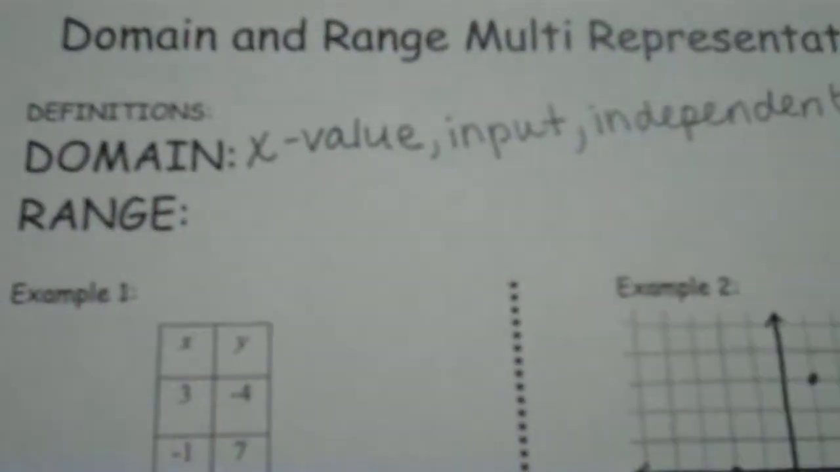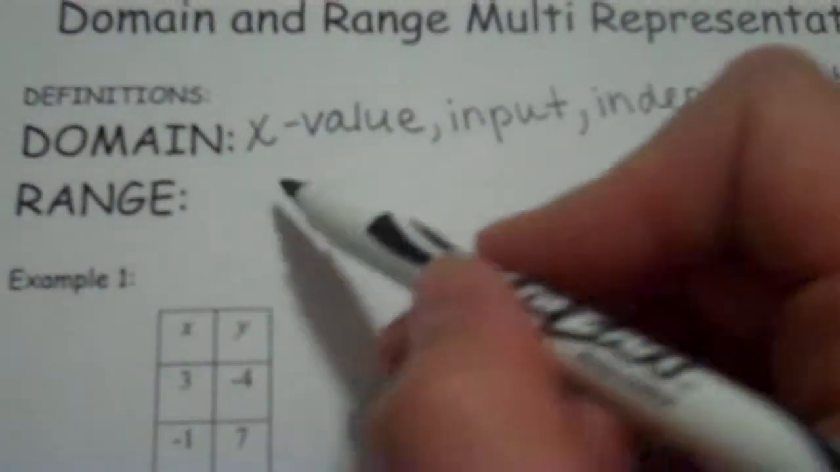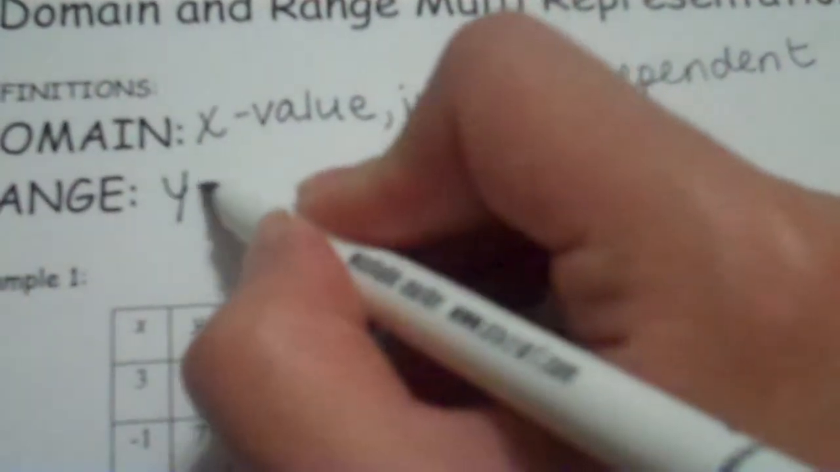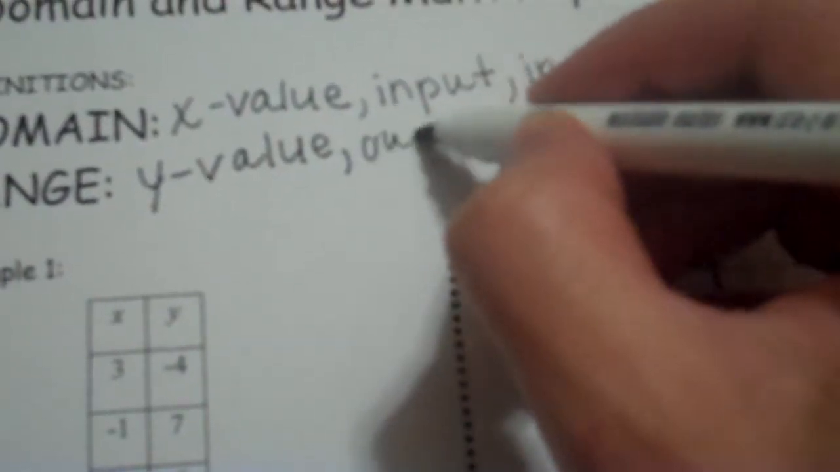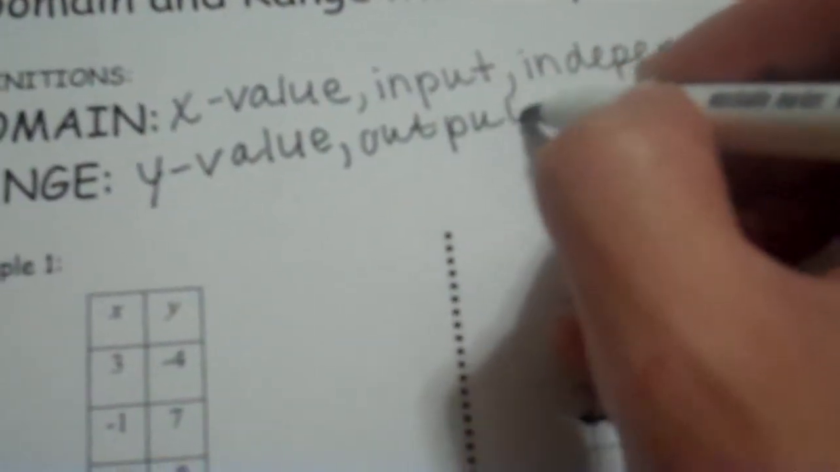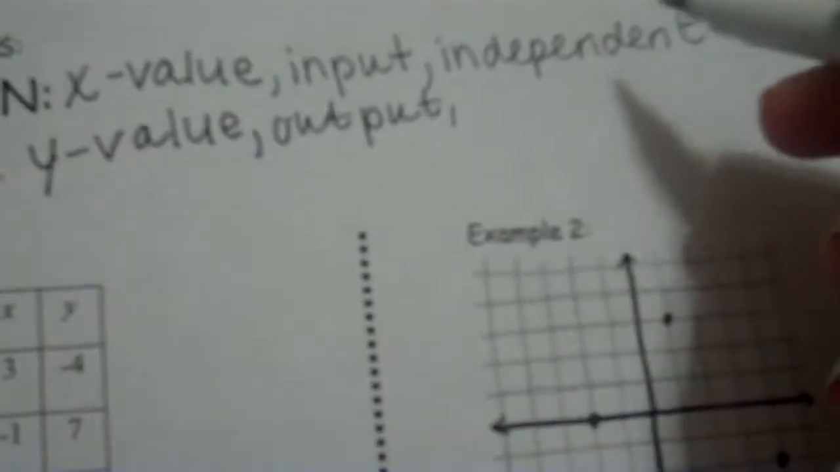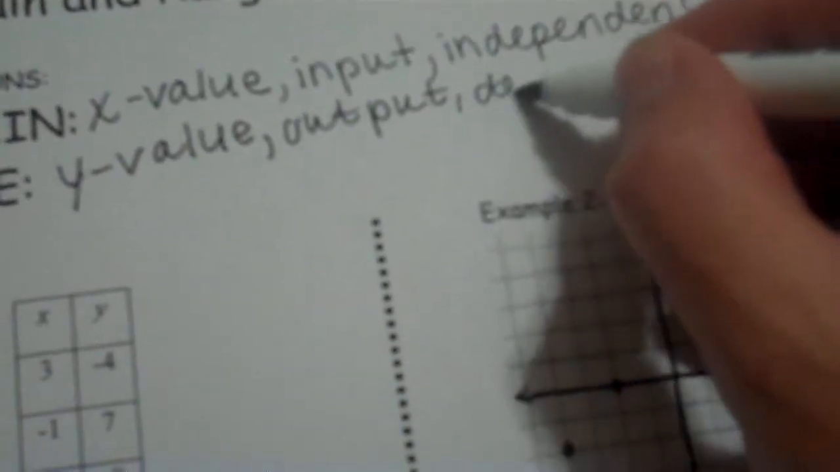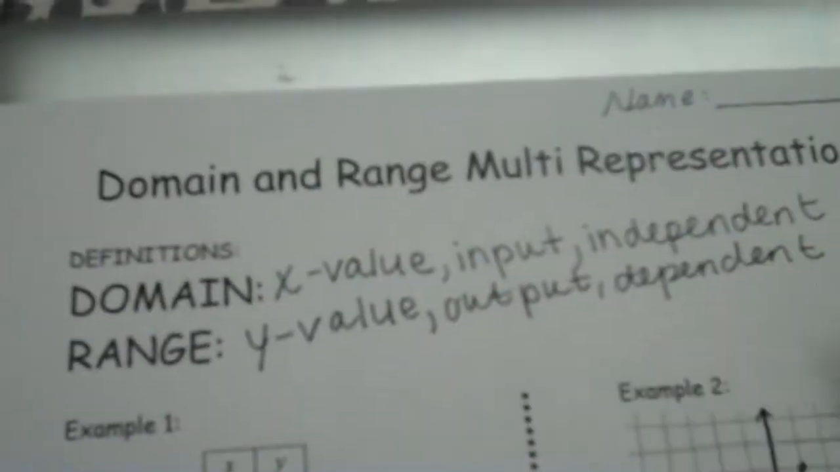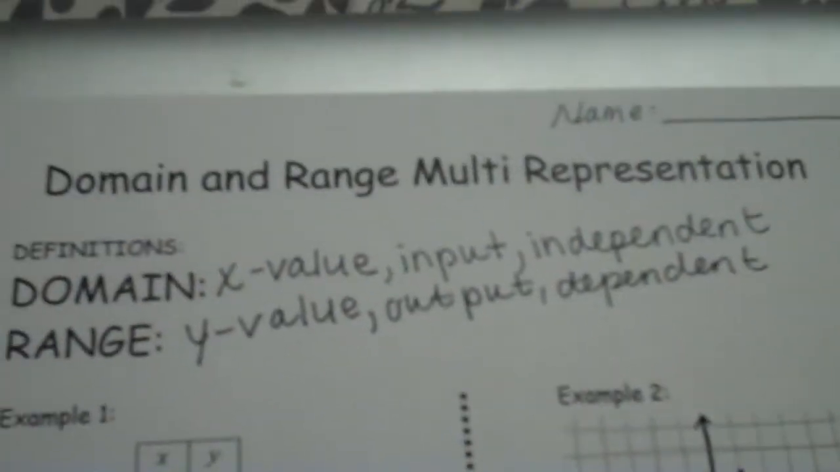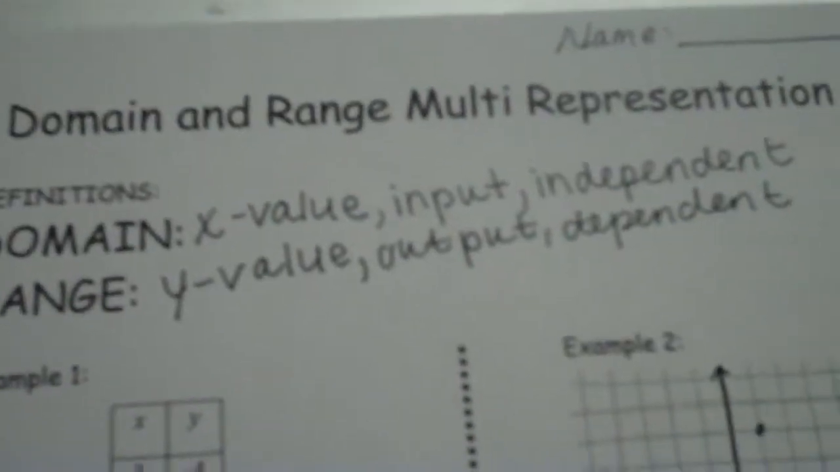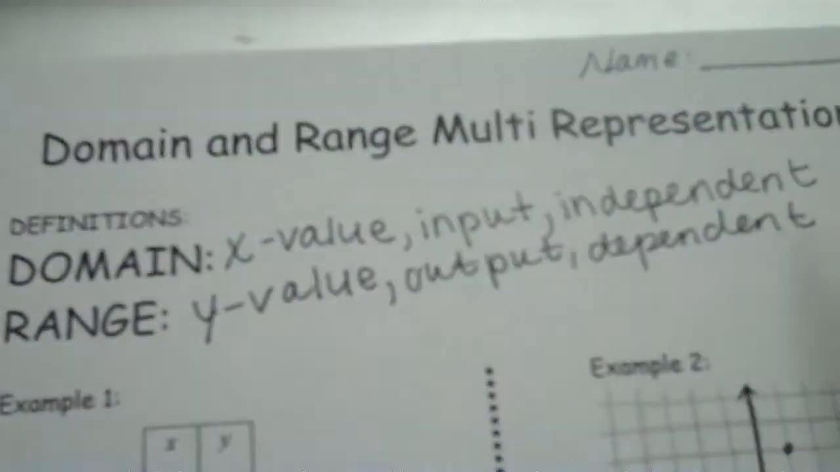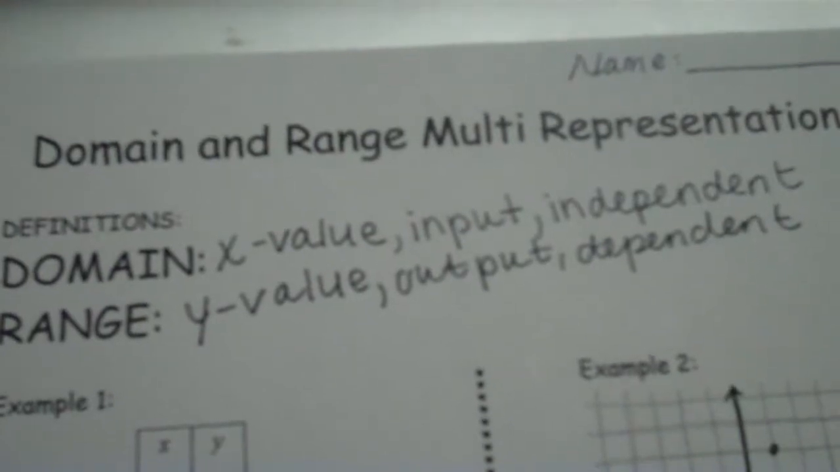And then range is the opposite of all of that. So instead of the X value, range is the Y value. Instead of the input, it is the output. Just different words your algebra teacher may use to describe it. And instead of independent, it is dependent. All of these things, it's not like a magical trick I can teach you. You just have got to memorize it. We will talk about this all year long. So try to memorize it, okay?